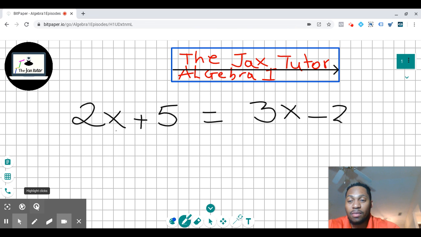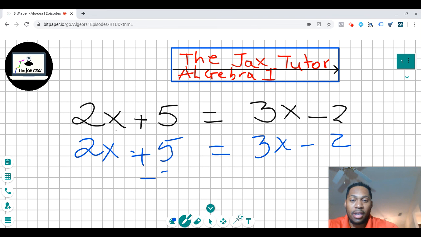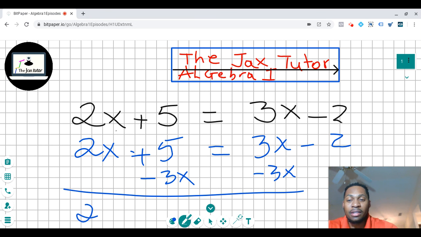So what we're gonna do here, we're gonna have 2x plus 5. The plus 5 stays where it's at, and then it's equal to 3x minus 2. So what you want to do is subtract 3x from both sides. So you subtract 3x from this side, you subtract 3x from this side. So what you're going to be left with is 2x minus 3x plus 5 is equal to, the 3x minus 3x here is gone, minus 2.